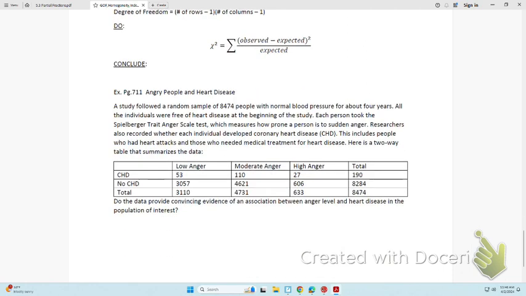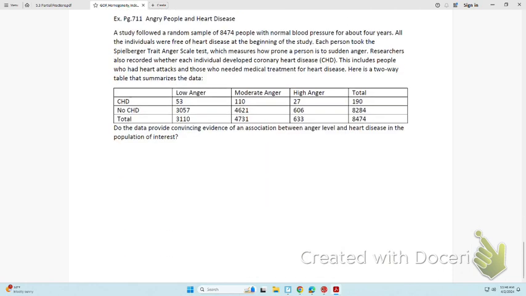So we are comparing a level of anger to developing heart disease. And looks like they took one random sample. This implies independence test. So we have two variables, heart disease and level of anger.